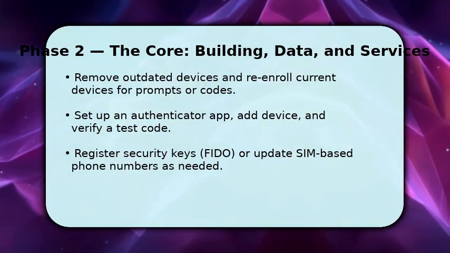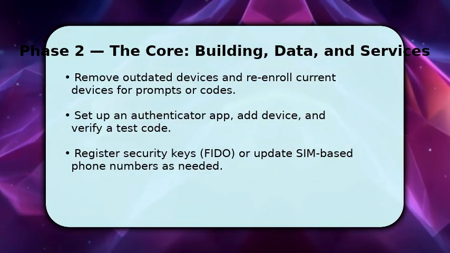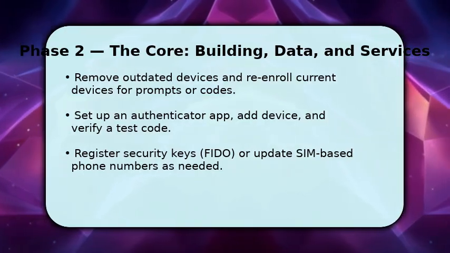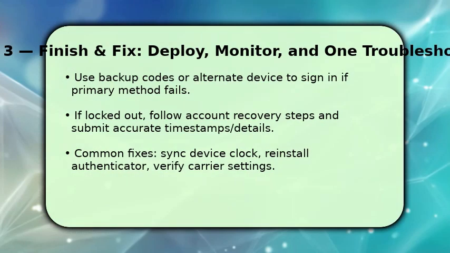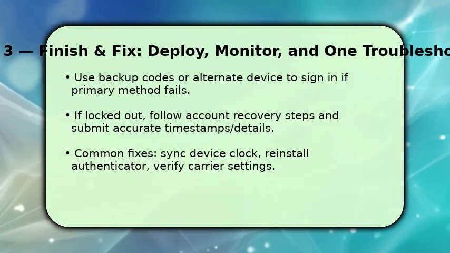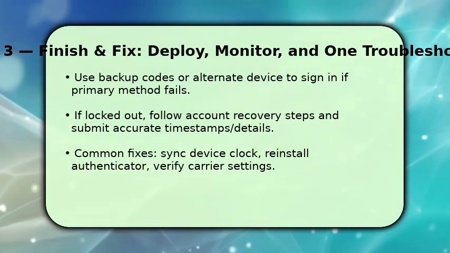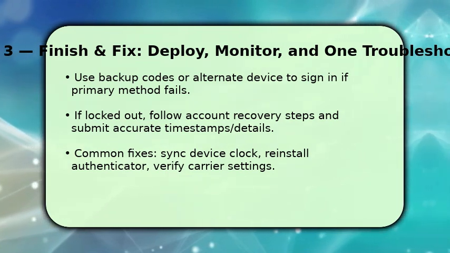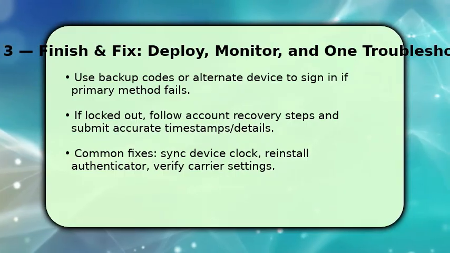Consider adding a hardware security key for faster, more reliable sign-ins. Once added, test it immediately so you confirm functionality. Finish by testing every method: prompt, authenticator code, SMS, backup code, and security key. Once done, store backup codes securely and remove any stale recovery options.